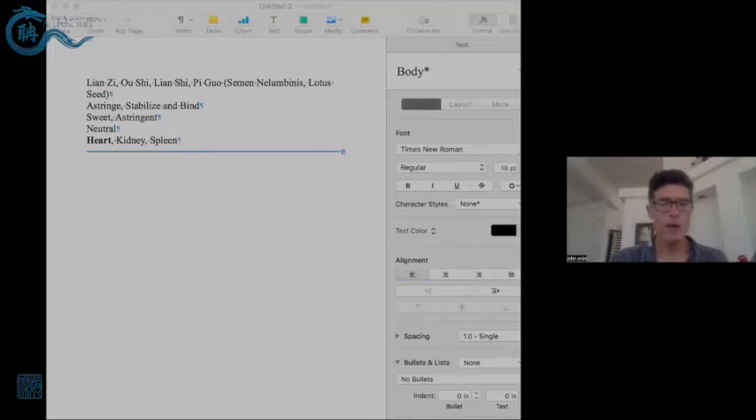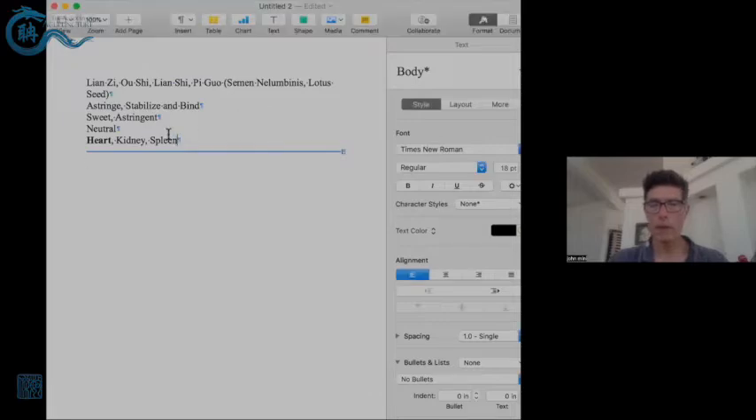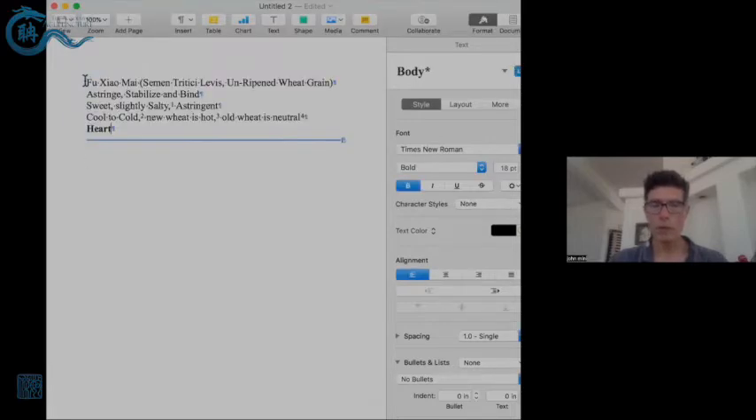okay? Okay, so before I talked about our only herb that only goes through the heart, but it comes in two different forms. Okay, so this is the Fu Xiao Mai.